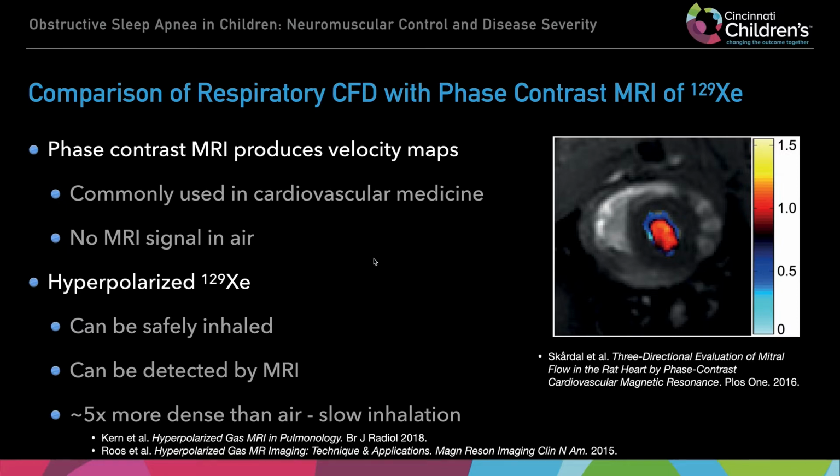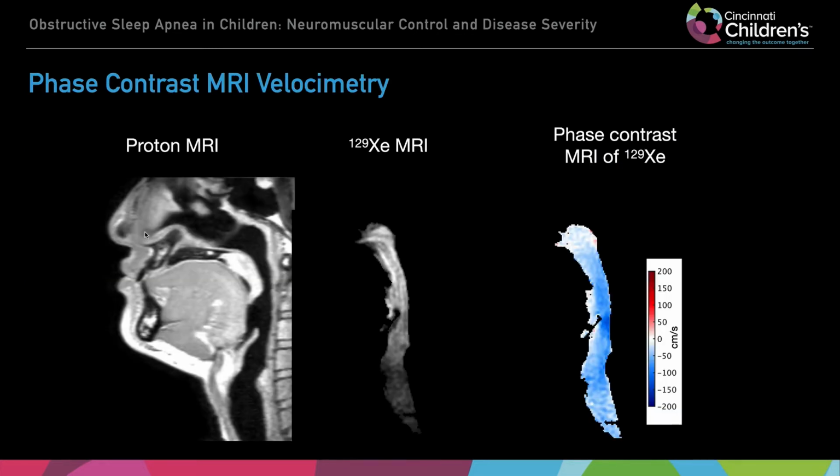But of course, blood is much more dense, has many more protons than air, and we don't get enough MRI signal in air to do the same thing. However, if we inhale something that we can see on MRI, and we choose hyperpolarized xenon gas to do that, we can inhale the xenon, and that will show up on our MRI scan. So if we do a regular proton MRI, we see the airway just as you would expect, the airway in black. If we inhale xenon, instead of seeing black where the airway is, we see signal where the airway is and black everywhere else because there's no xenon anywhere else.